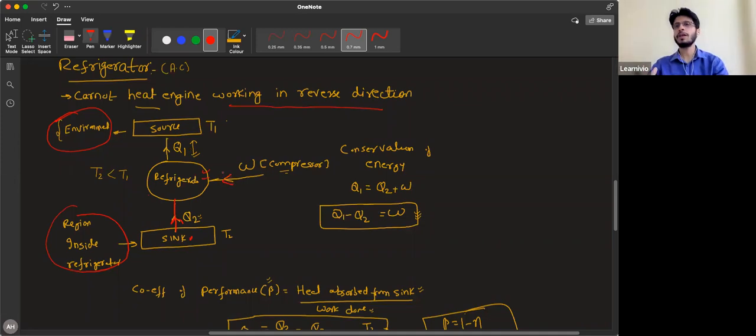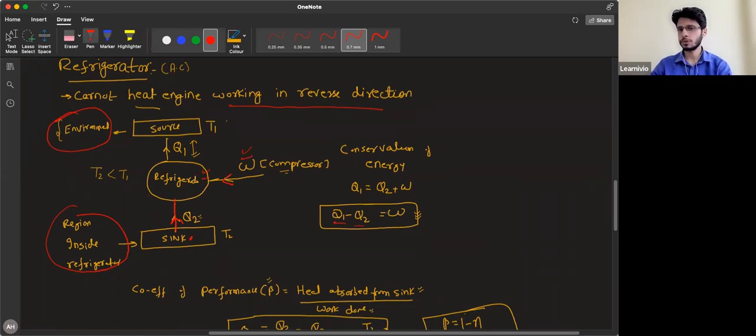That's why you have to connect your refrigerator to the power supply. Through the power supply, the compressor of the refrigerator does work on the refrigerator, and due to that work, heat gets transferred from sink to source. So this is the work done by the compressor. Here the work done is again Q1 minus Q2, just like the heat engine: the heat emitted to the source minus the heat absorbed from the sink.